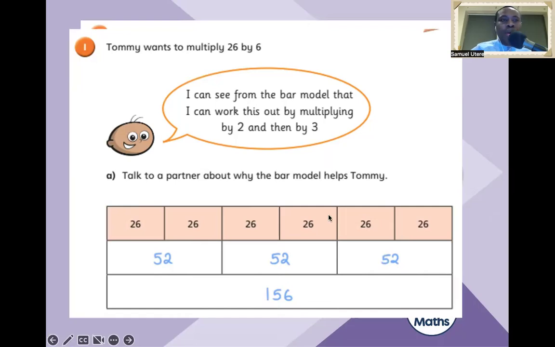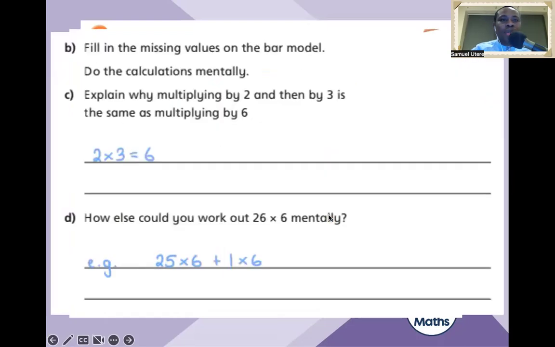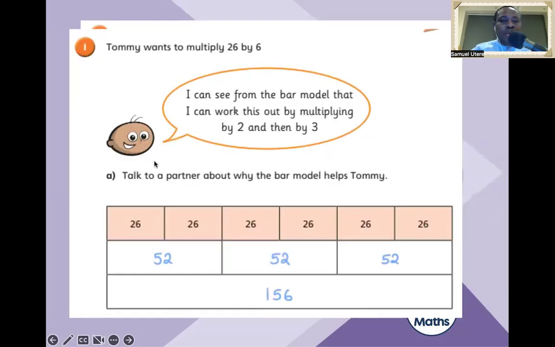Here you were asked to fill in the missing values on the bar model, which we've done. You were also asked to explain why multiplying by 2 and then by 3 works. It's because 2 times 3 is equal to 6. So 2 and 3 are factors of 6. So we've used the factors of 6 to simplify this calculation. The calculation could also have been done mentally like this.